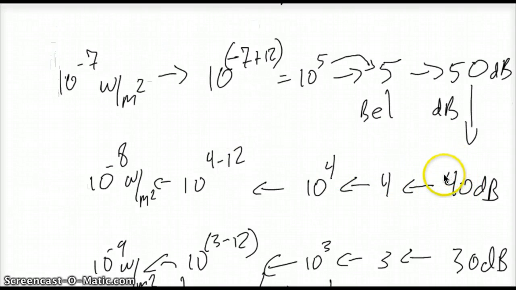So if they give you 40 dB, you will convert it backwards. You divide 40 by 10 to give you 4, and then put that as the exponent, and to get to the intensity, you take 10 to the 4 minus 12, and you will get 10 to the negative 8 watts per meter squared. And the same thing with this one: they give you 30 dB, you divide it by 10 to get 3, take the 3 as the exponent, and take 10 to the 3 minus 12, and you will get 10 to the negative 9 watts per meter squared.